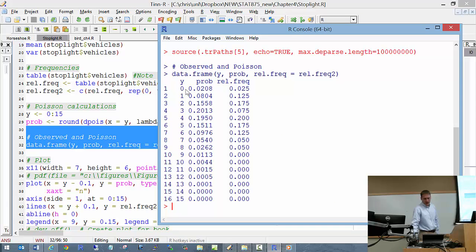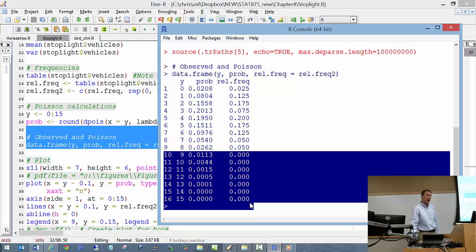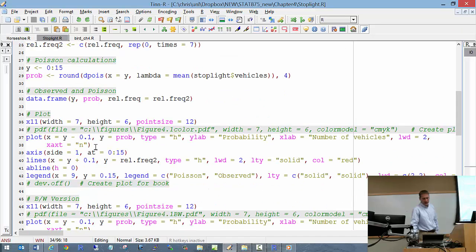So, for the case of 0 cars, I again observed that happening 2.5% of the time. The estimated probability using a Poisson would be about 0.021, so fairly close. And so you notice that once we get past 9 here, the probabilities are quite small for the Poisson. And so that we could just make that comparison, that's why I added those zeros to the rel.freq column there. Let's look at this graphically.